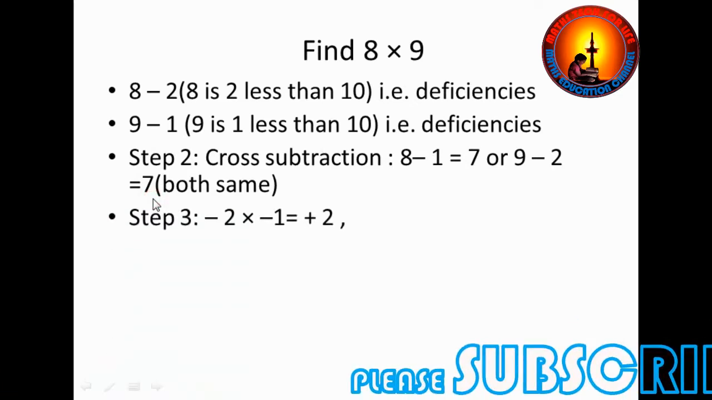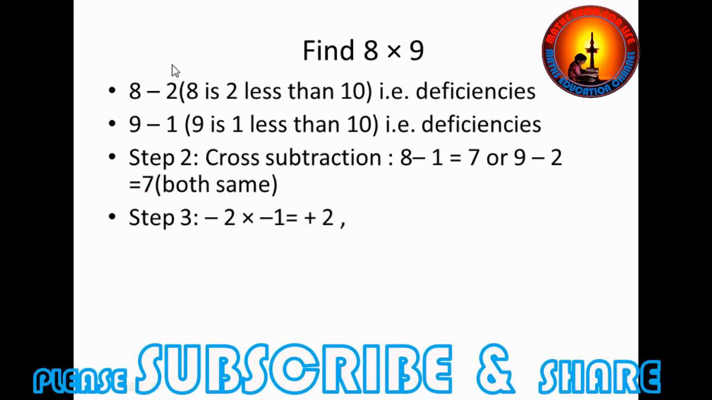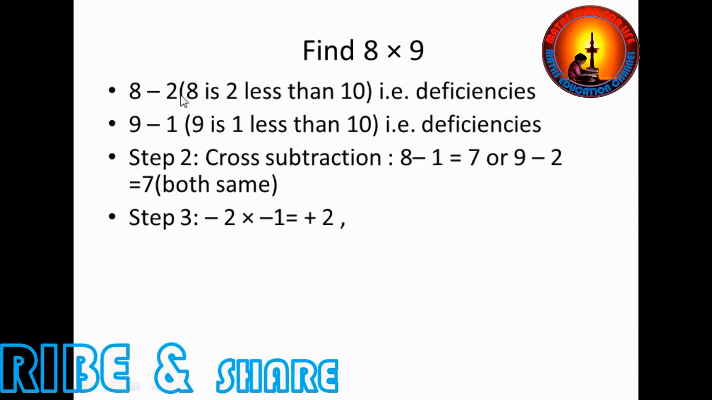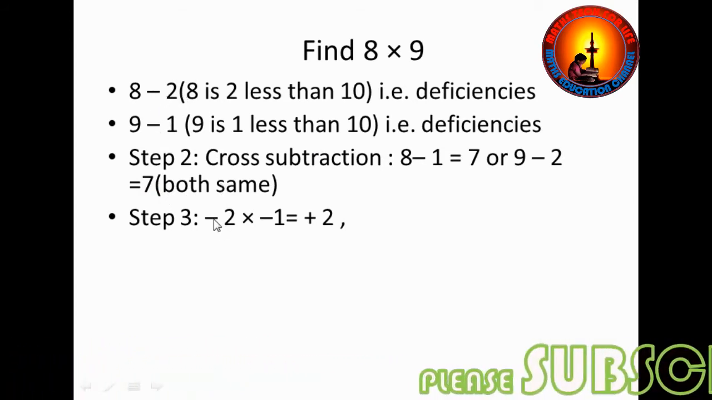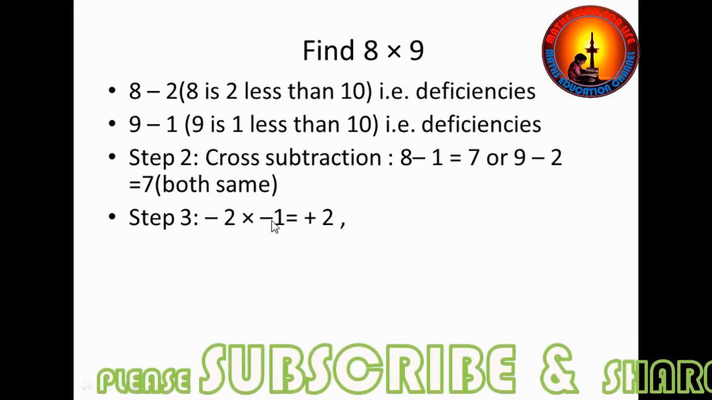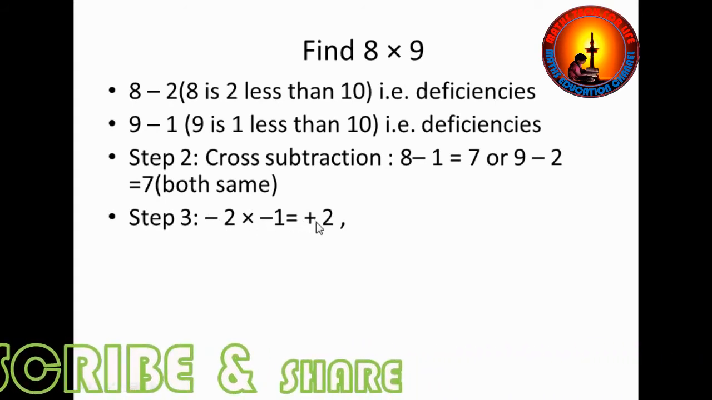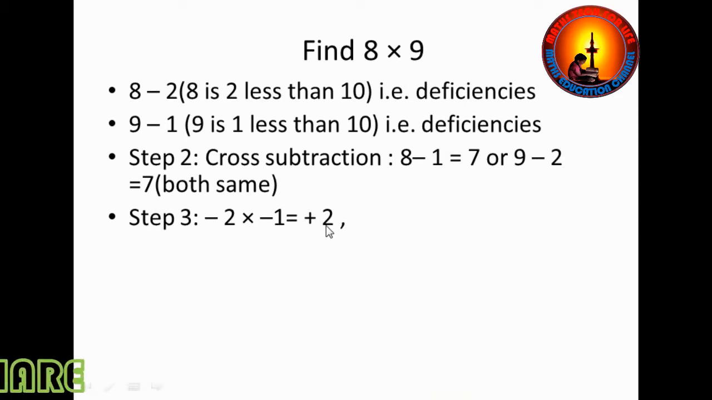Now in the third step, what we are going to do is take these two numbers, this 2 less and 1 less, that is negative 2 and negative 1. We are going to multiply both. It is negative 2 multiplied by negative 1. We will get a positive 2.